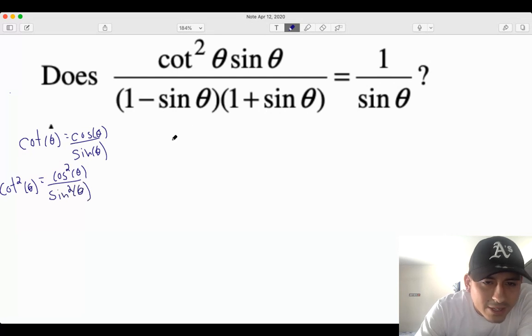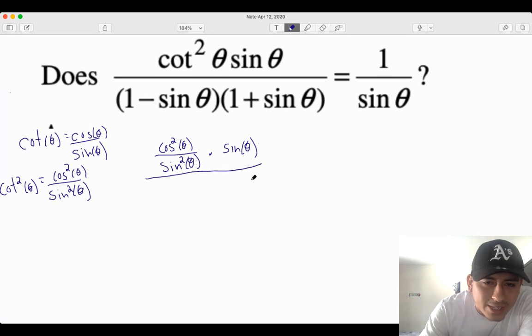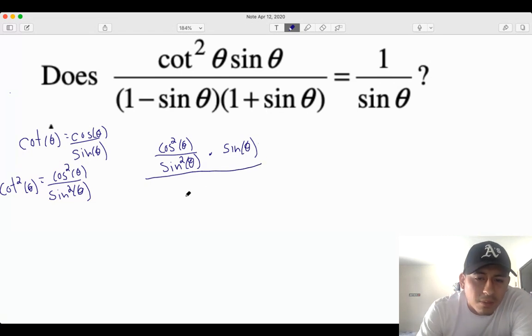All right, so I'm going to substitute that in. Instead of cotangent squared of theta, I'm going to have cosine squared of theta divided by sine squared of theta, and this is still being multiplied by sine of theta. All I'm doing is using relationships and identities to modify the left side of this expression.